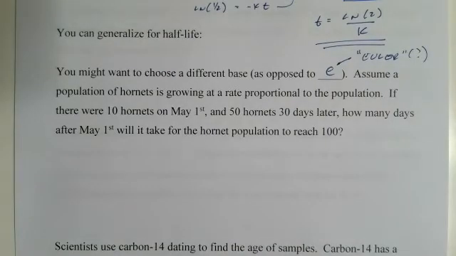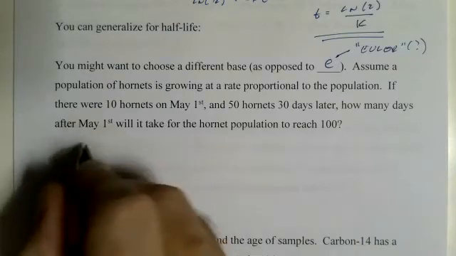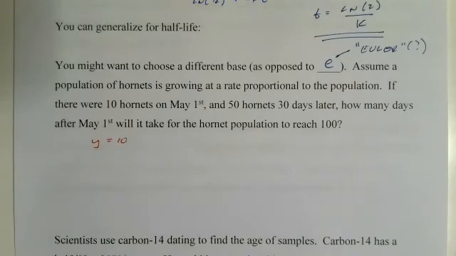Hornets, growth. 10 hornets on May 1st, 50 hornets 30 days later. How many days after May 1st to get 100? So let's use a base of 5 because it grows 5 times in 30 days. So our original population was 10. So y equals 10, and then it grows by a factor of 5.